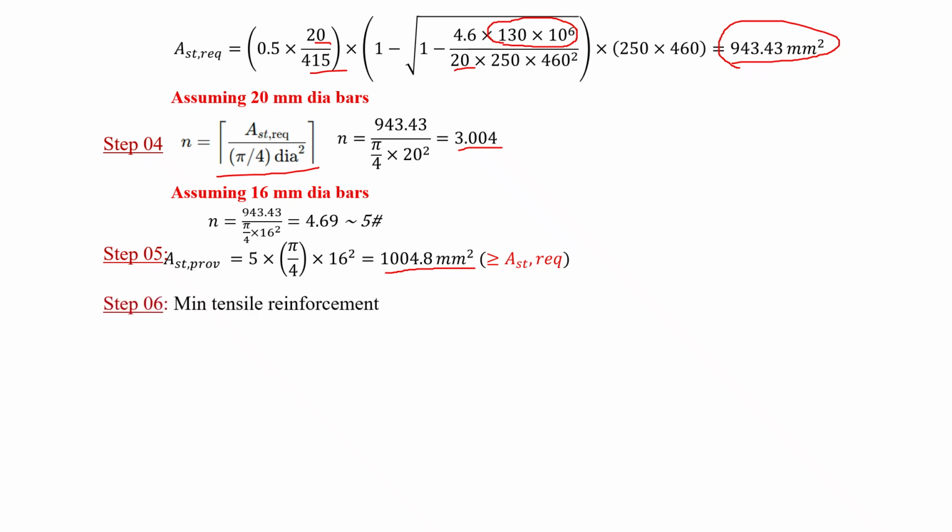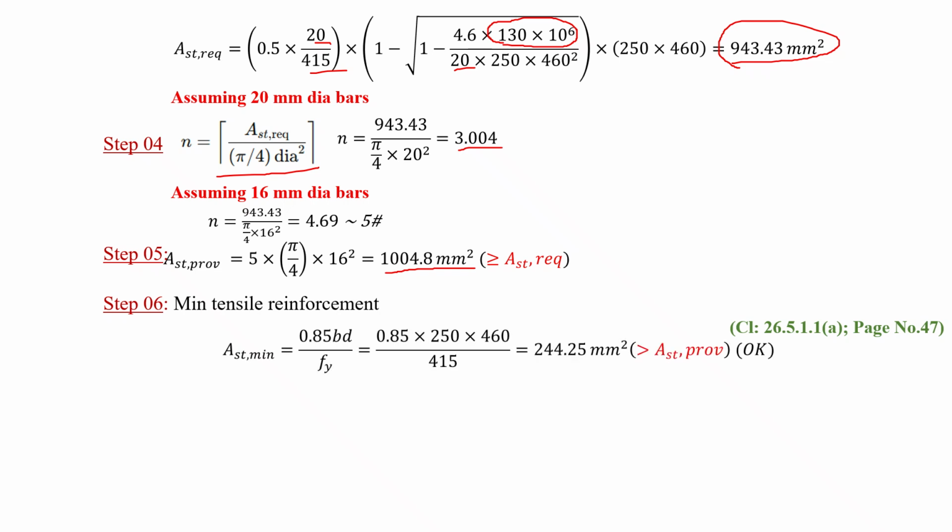We need to perform the checks. As per the code, clause 26.5.1.1, page number 47, the minimum tensile reinforcement required is given by AST minimum equal to 0.85 BD over Fy. So I am substituting the values, 0.85 into 250 into 460 over 415, which is giving me 244.25 mm square. So this is the minimum reinforcement required for the beam. But how much are we providing here? We are providing 1004.8 mm square. Since the provided AST is greater than the minimum required, this is safe.